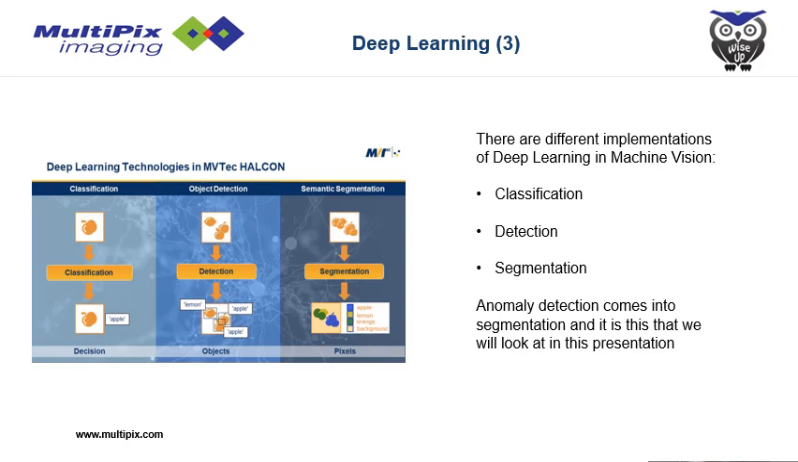One is classification, so distinguishing different types of objects that may have lots of variation in them. The second part is detection of one type, and then the third one is segmentation, and this is what we're going to be talking about today. So anomaly detection comes into the segmentation implementation. So this is what we'll look at during the presentation.